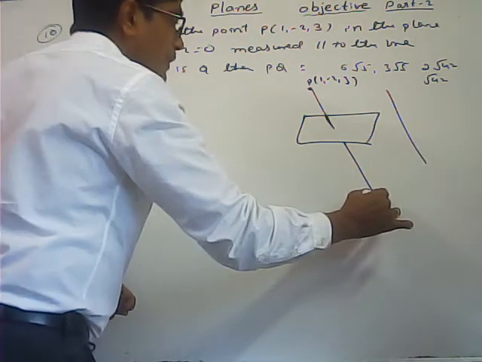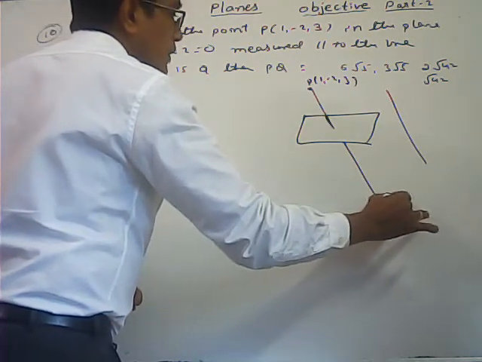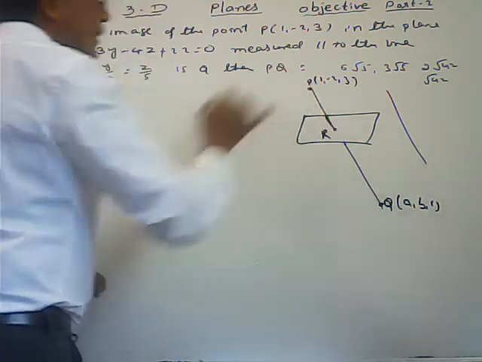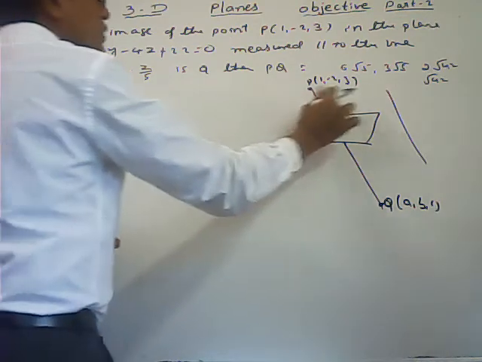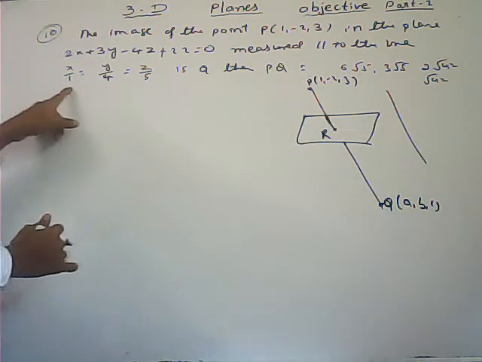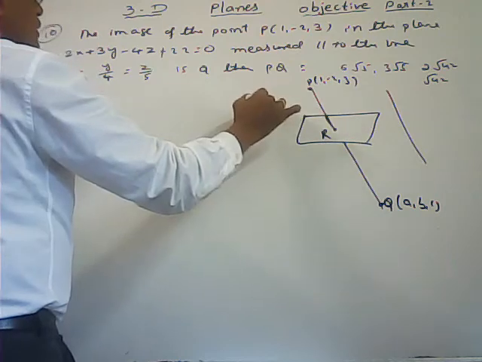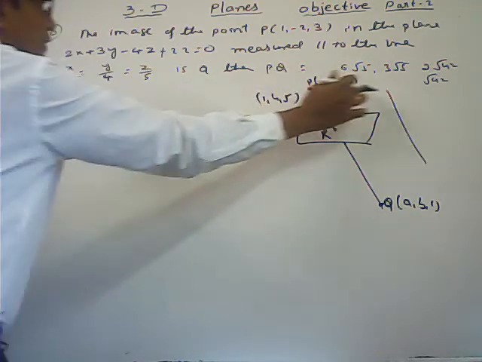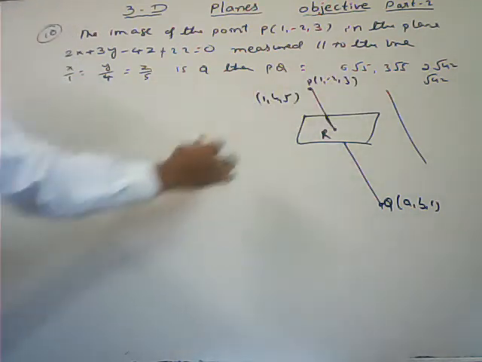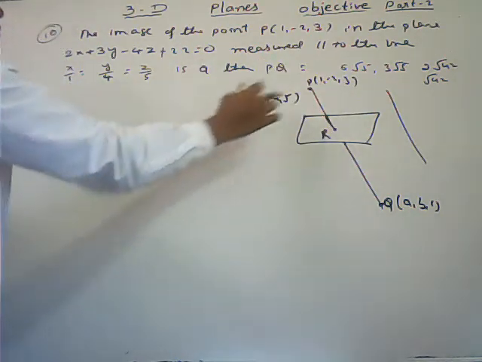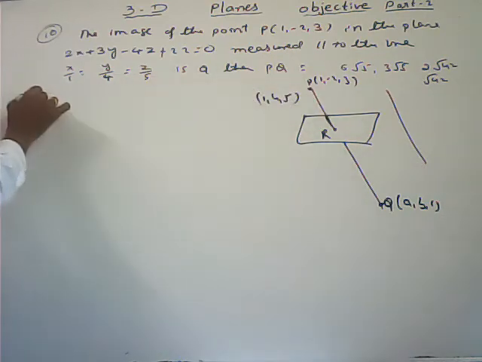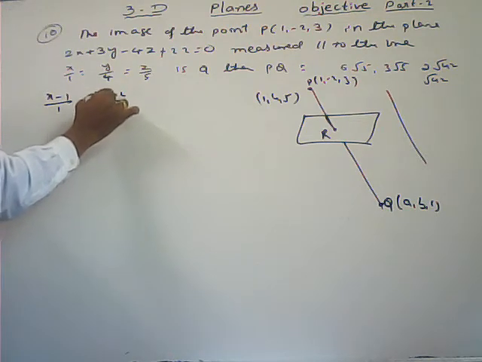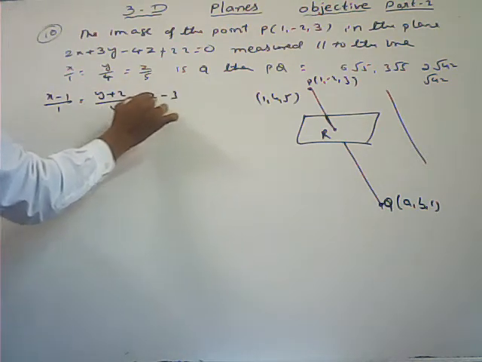That image I am taking as Q(A, B, C), and PQ intersects the plane at R. So these two lines are parallel, and their direction ratios are in the same ratio. What are the direction ratios of this line? 1, 4, 5. These two lines are parallel, so their direction ratios are the same. Now the equation of the line passing through the given point with the given direction ratios is (x - x1)/a = (y - y1)/b = (z - z1)/c.